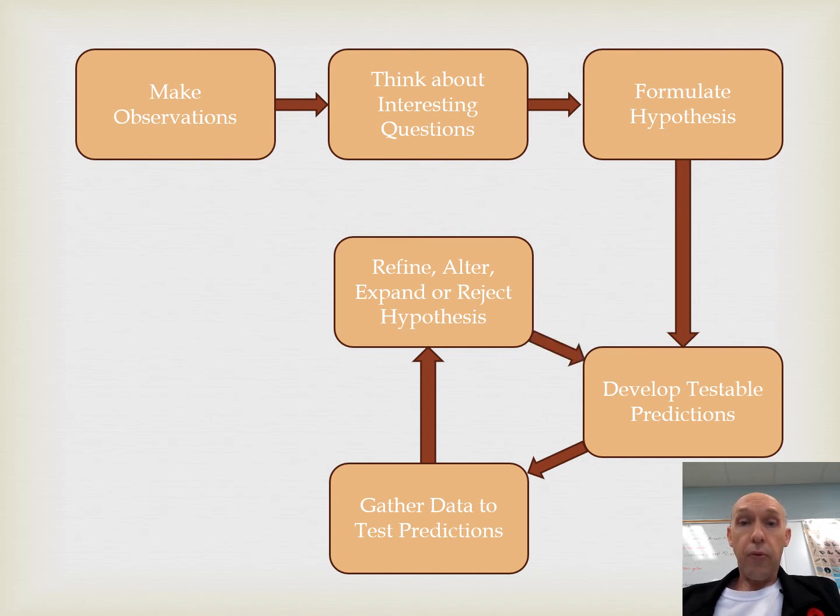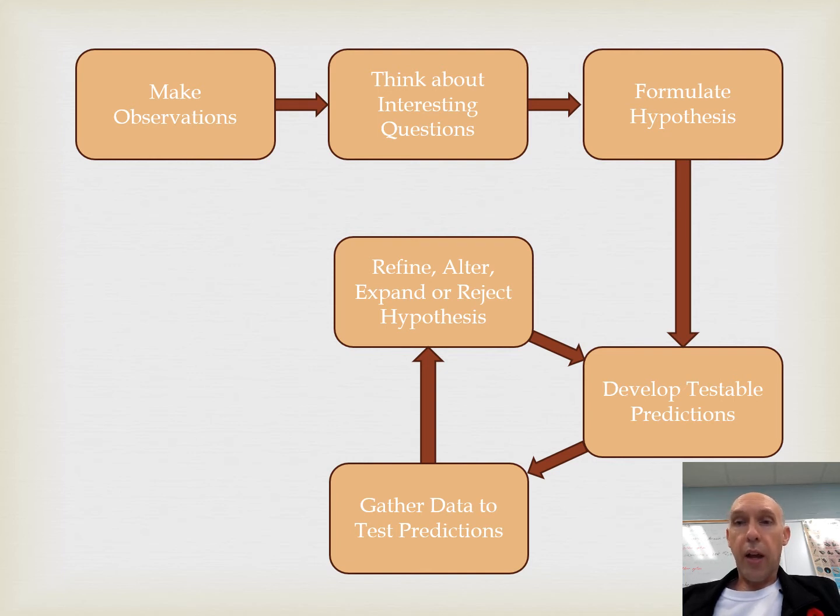After we've got a refinement, an alteration, expansion, or rejection, we develop new testable predictions, we gather more data, and we can go around and around and around in that loop as many times as we need to in order to refine testable predictions and come up with ways of gathering data and coming up with refinements to the hypothesis.